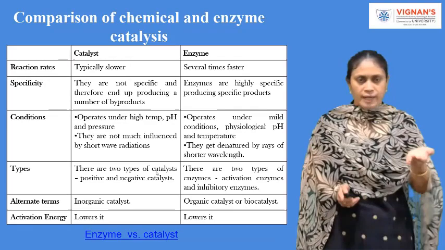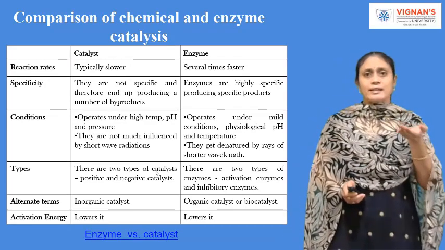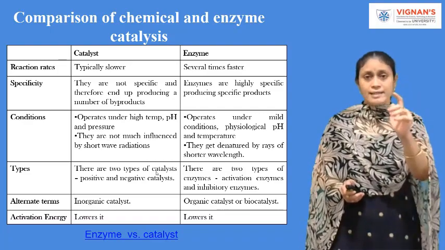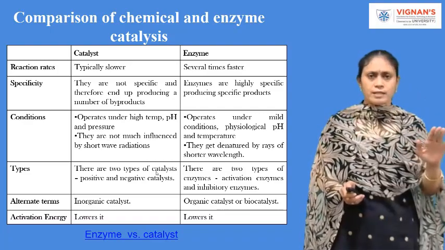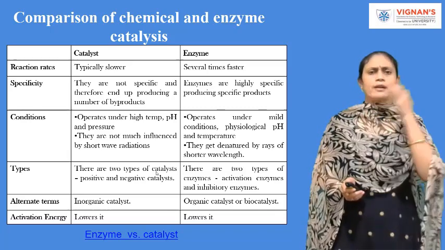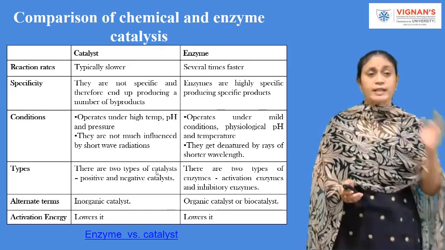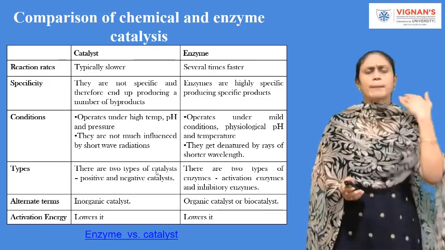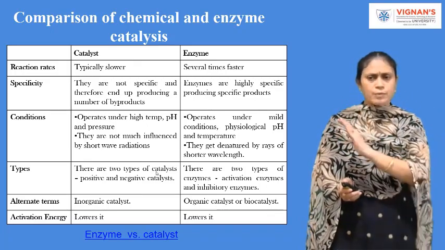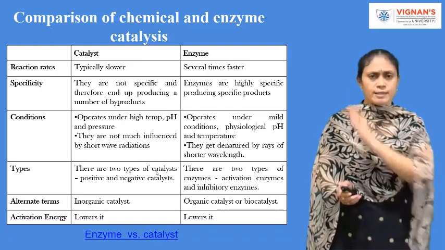Coming to the reaction rates, the chemical catalyst will catalyze the reaction very slowly, but enzymes will catalyze the reactions very fast. Coming to the specificity, the chemical catalysts are less specific. They are not specific. That's why they will be producing a number of byproducts. But enzymes are highly specific. That's why they are producing specific products.